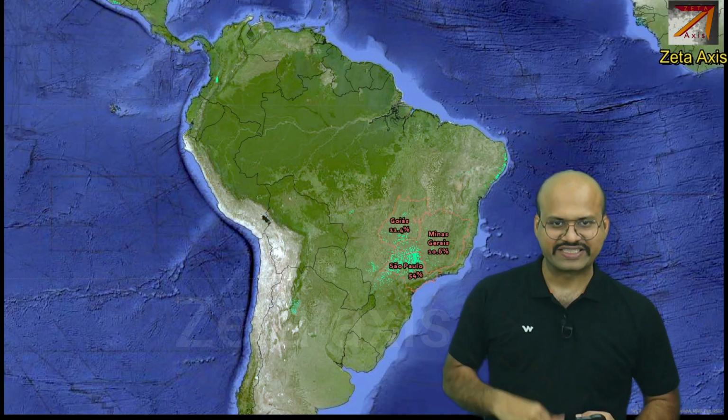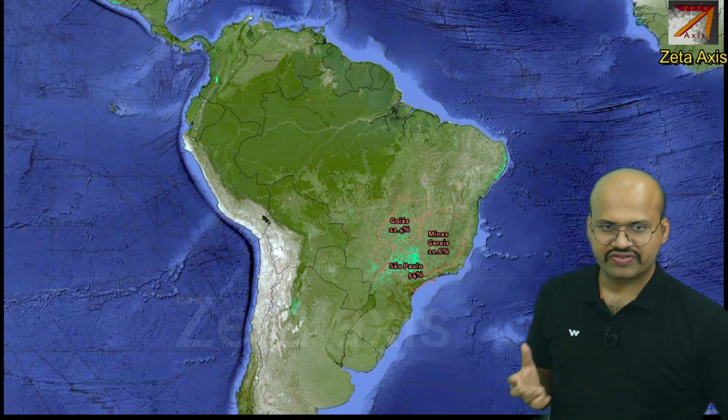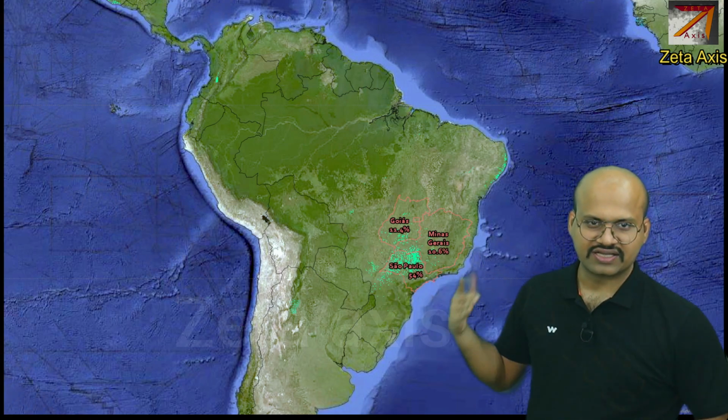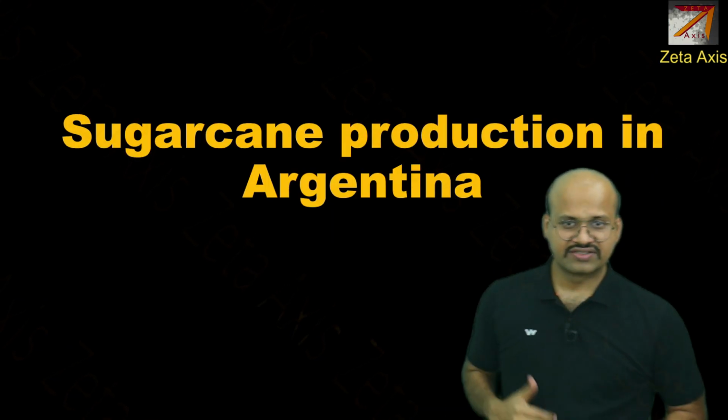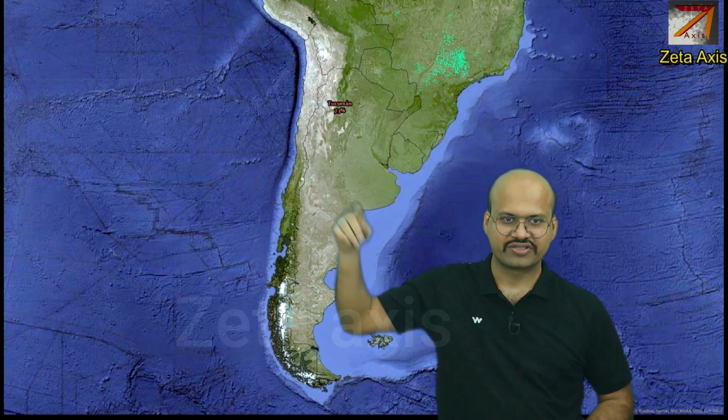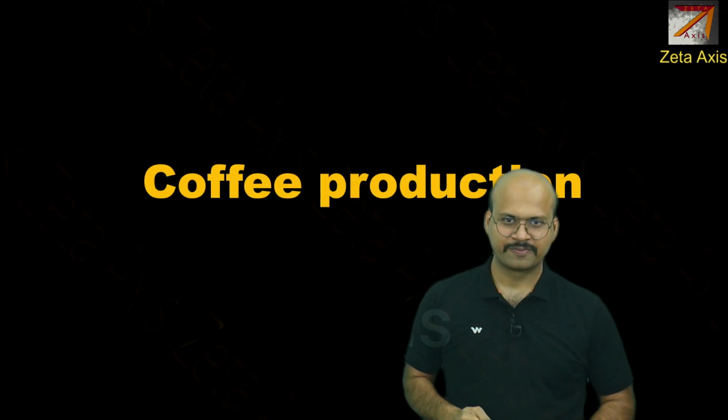If you see the states in Brazil, then most of the major producers of sugarcane are concentrated in this region, and these are the names of those states. Similarly, if you see the states producing sugarcane in Argentina, then we have this one little state called Tucumán or something like that. It produces most of the sugarcane in Argentina.